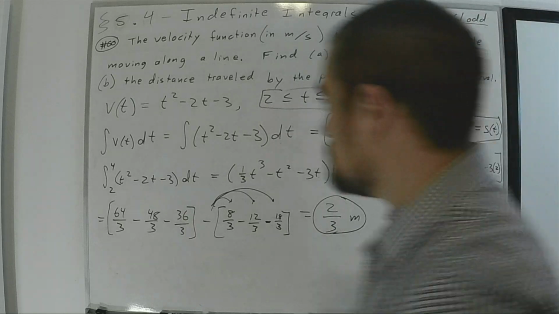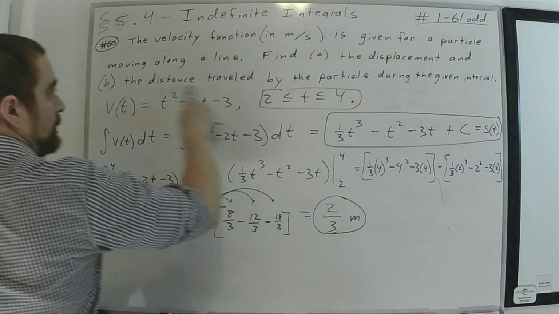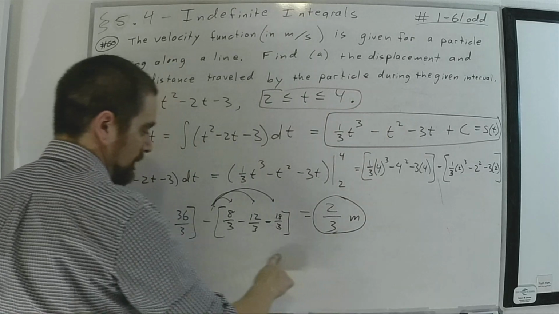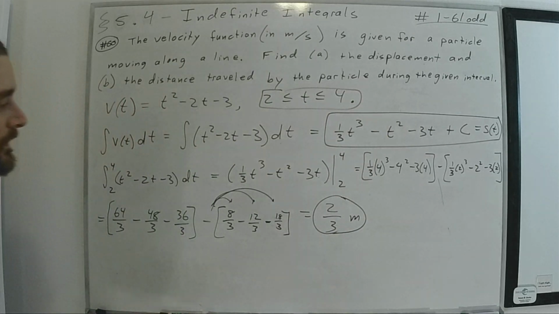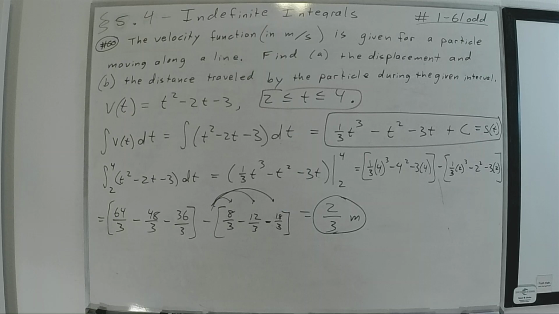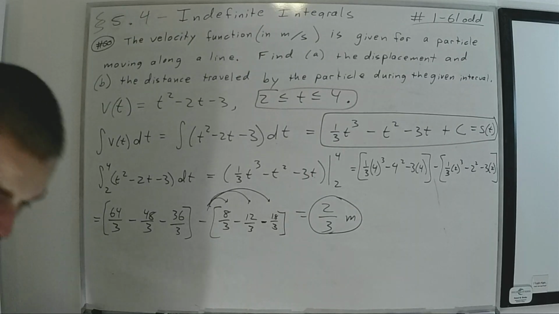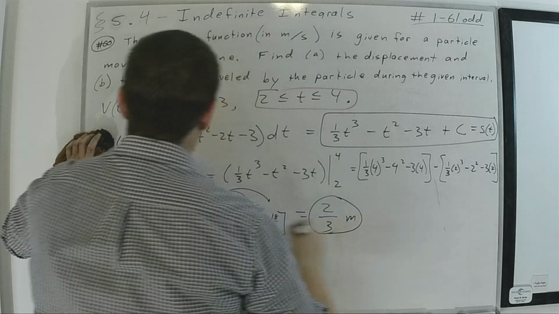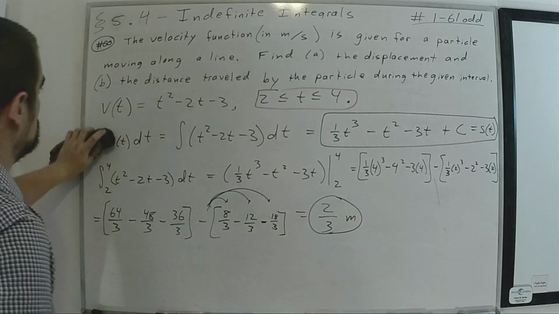So the next thing it wants to know is the total distance traveled. Well, you know, this thing could have traveled forward and then backwards. That's sort of the issue that they're making sure we don't ignore here. So we've got 2/3, that's part A, for the total displacement.